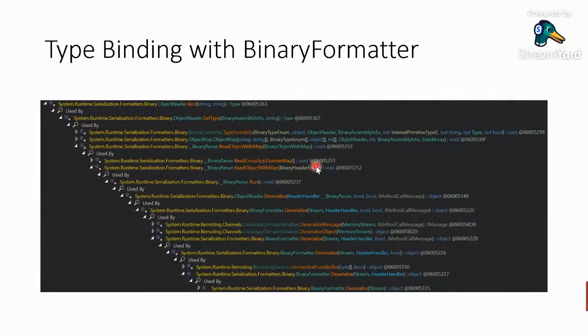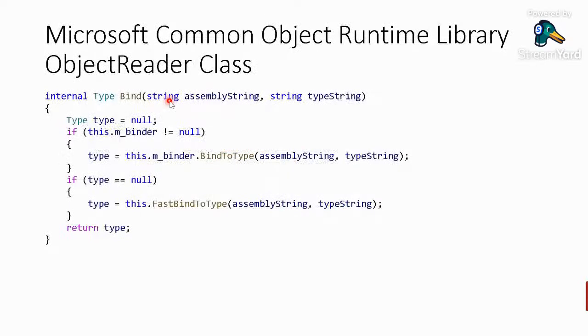Why do we need to know all this? We'll get to that in a second. When the binary formatter actually does the deserialization, you'll see that it eventually reaches a function that we'll see in a second called object reader bind. And this is where the magic happens. This is where the bind to type function that we saw for the serialization binder is called. So we want to look deep here into the functionality that's happening when we're calling our binder.